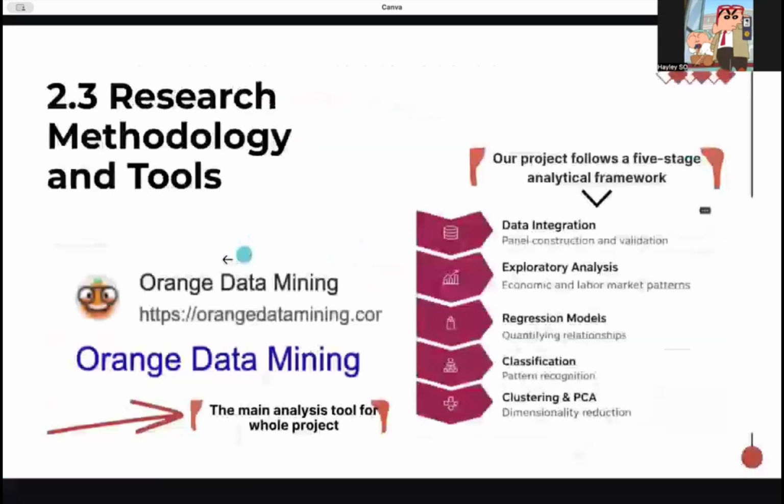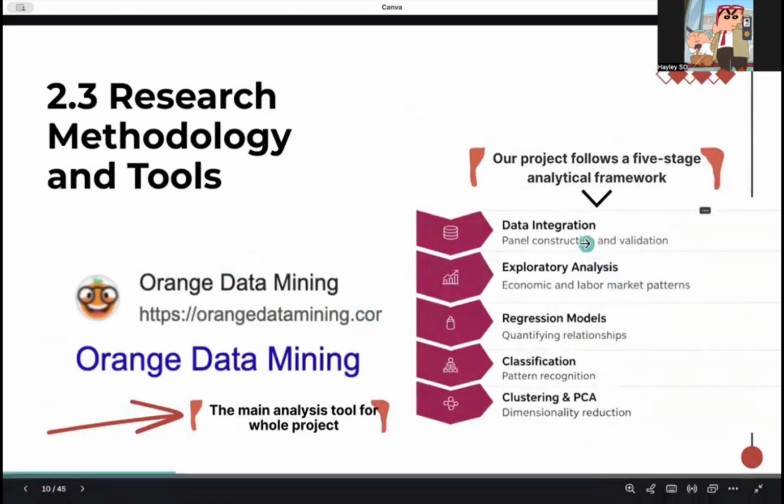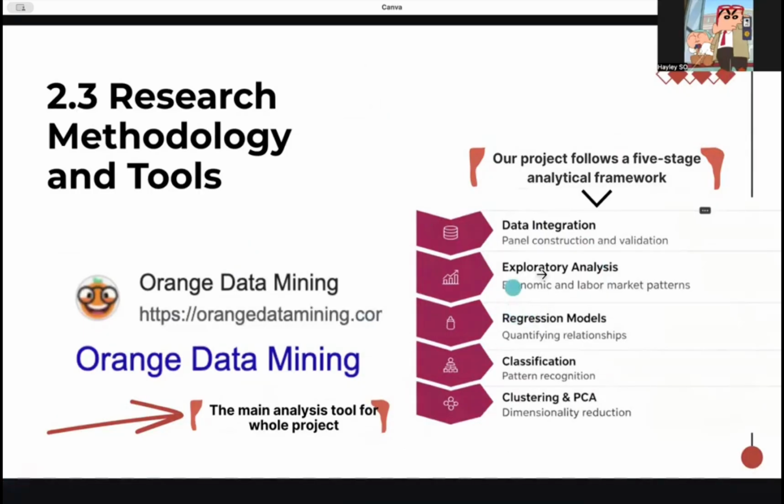Finally, this slide shows our methodology and main tool. Our workflow includes 5 parts: data pre-processing and exploratory analysis, regression models, classification, clustering, and PCA. And Orange Data Mining was the main tool used by the whole group. So with the data prepared and the methodology clearly defined, now I will pass the presentation to my group mate for the next sessions.